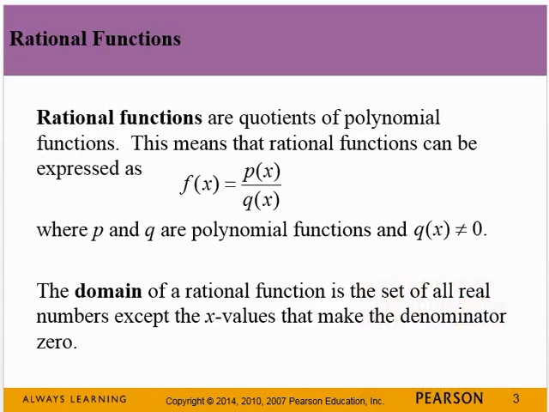So a little background, rational functions are quotients of polynomial functions. This means that a rational function can be expressed as f of x equals p of x over q of x, where p and q are polynomial functions, but the important part is q of x cannot equal 0. So the domain of a rational function is the set of all real numbers except the x values that make the denominator 0, because you can't have q of x equal to 0.